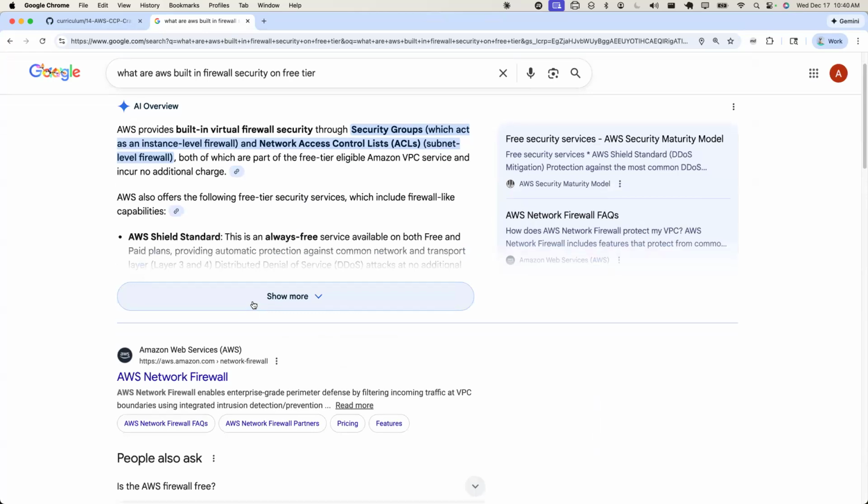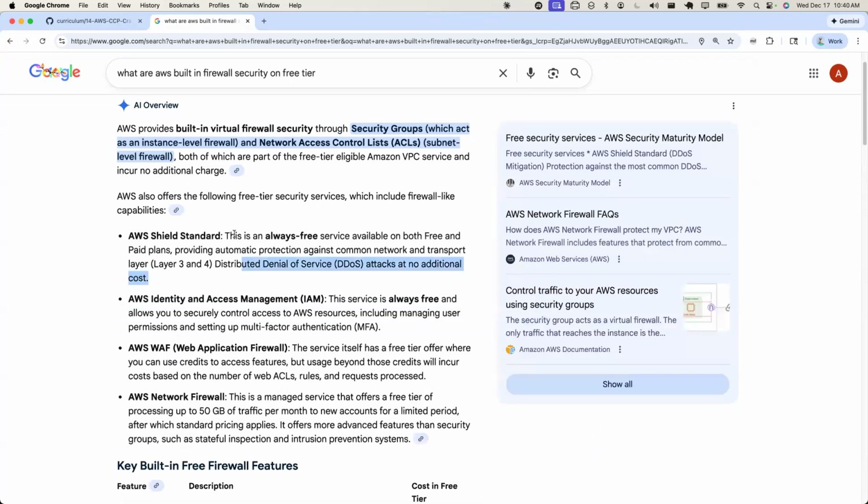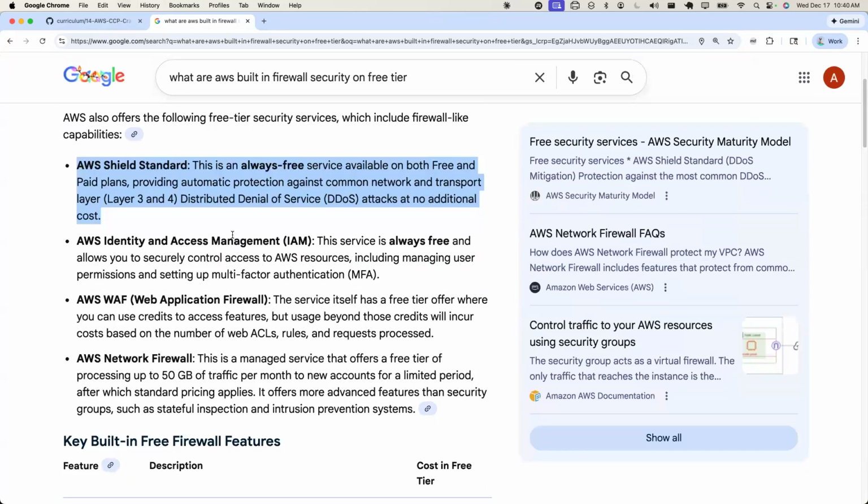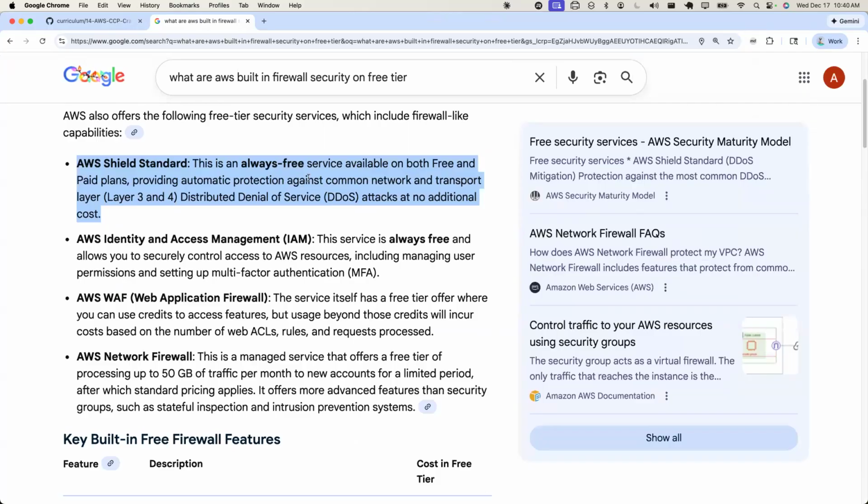Okay, so here we go. Actually, I misread. It looks like Shield Standard is always free and it's probably automatically turned on. I got this wrong before, and I apologize for that. This is good to talk about because I was thinking there's no way AWS is going to let us throw an EC2 up on the internet and not protect against a DDoS attack.